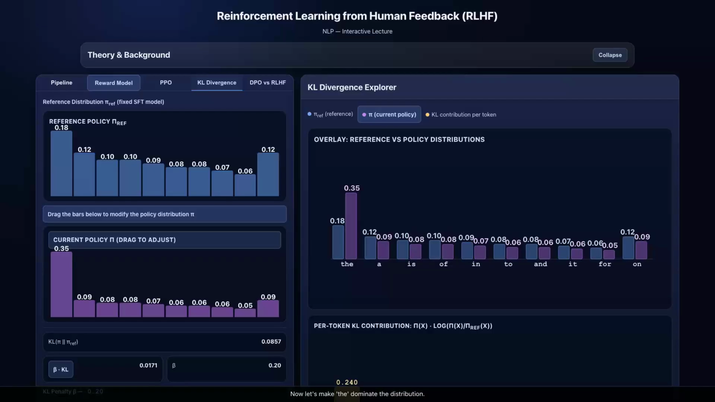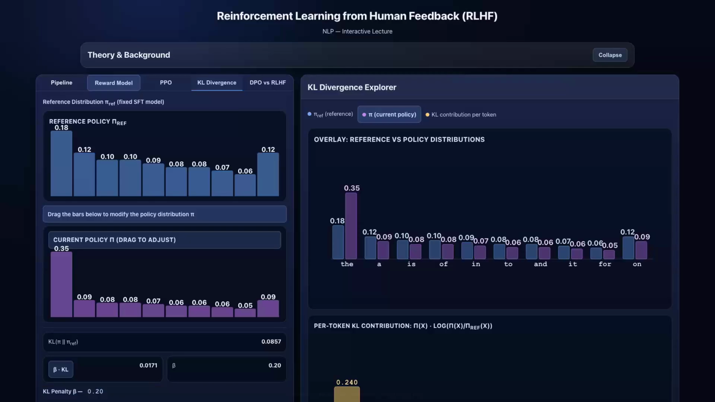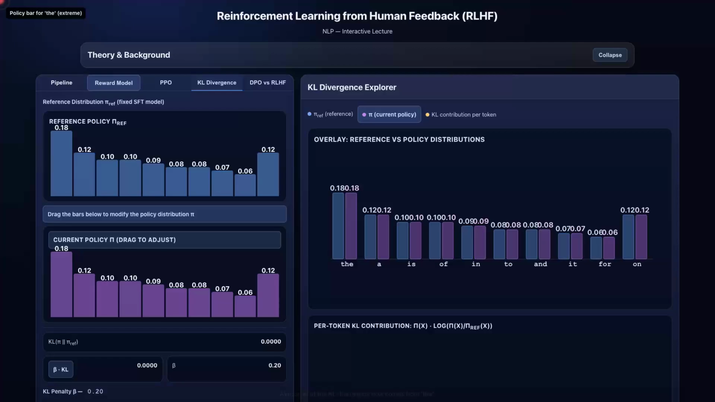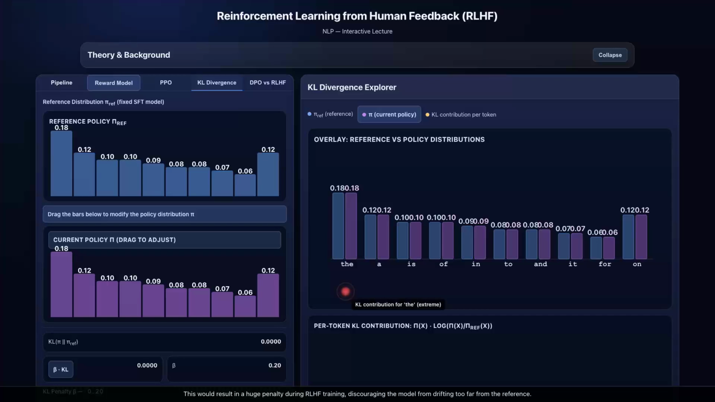Now let's make the dominate the distribution. The policy is almost deterministic, choosing the nearly half the time. KL divergence jumps dramatically, reflecting this extreme shift. Almost all of the KL divergence now comes from the. This would result in a huge penalty during RLHF training, discouraging the model from drifting too far from the reference.